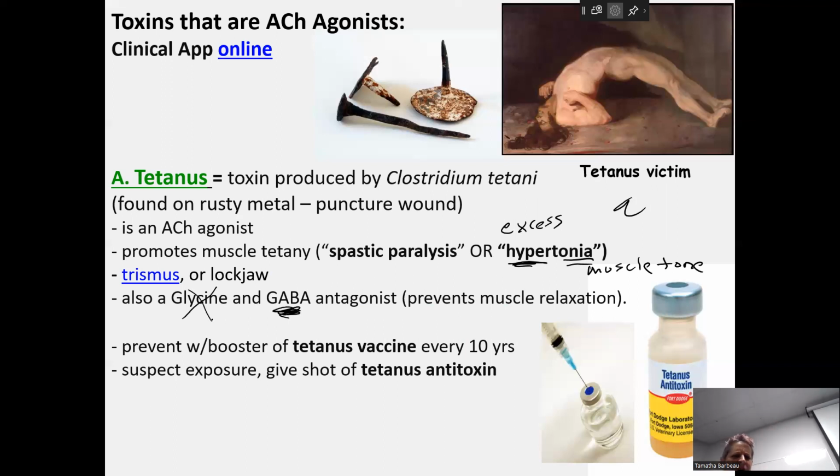So you can prevent it with your tetanus vaccine every 10 years, make sure it's current. And if someone has gone past their 10 years or they don't know when they were last boosted for tetanus and they have a deep dirty wound, you can give them their vaccination. And then to really protect them, you give them a shot of tetanus antitoxin.